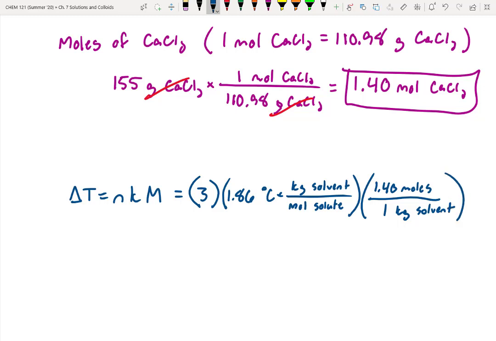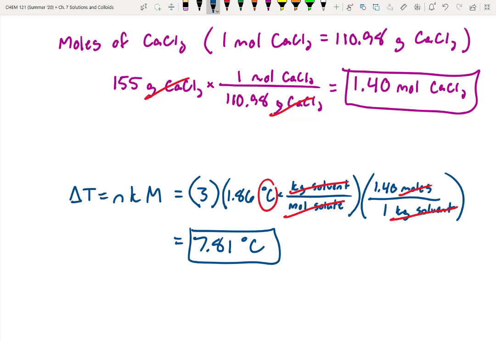All right, so let's double check that everything cancels. This number right here had no units. We were just counting it, but that's okay. We could cancel out our kilograms of solvent right here and here, and then we could cancel out our moles of solute right here, and we'd be left with just our temperature unit. So this is 7.81 degrees Celsius is what I'm getting. Okay, and what this means is that this is going to be lower than normal.